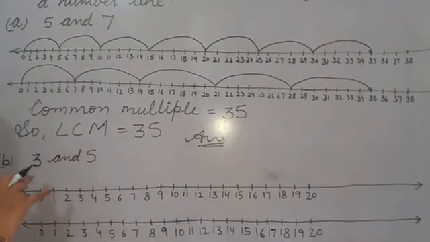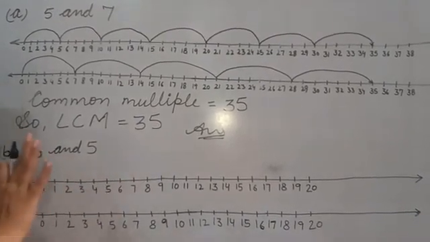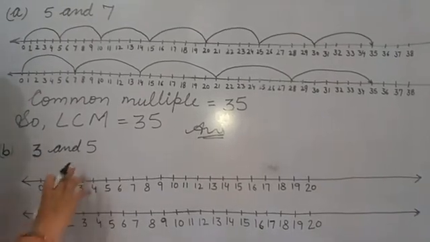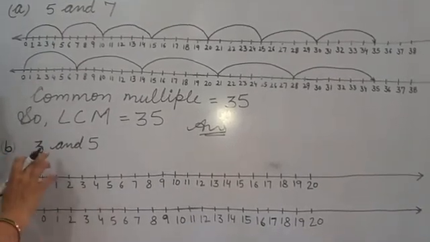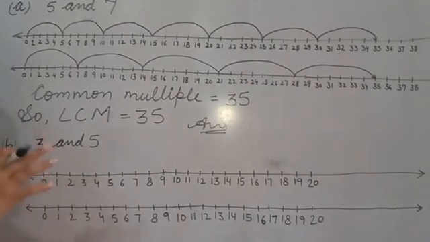Then next it's B part. There is 3 and 5. So again we make two number lines. In all questions there are two numbers given. How many numbers you have, that many number lines you will make. जितने number यहाँ पे हैं उतनी number line आपको बनानी है. Now we have two numbers in all parts.